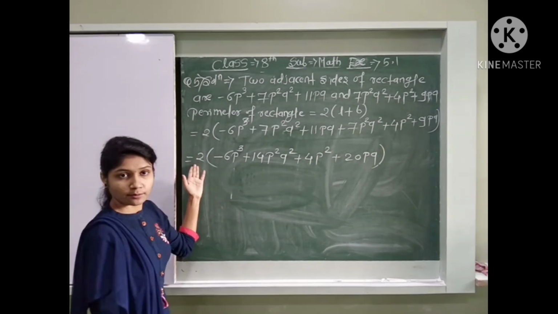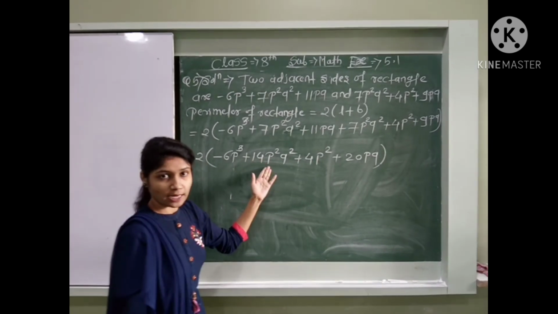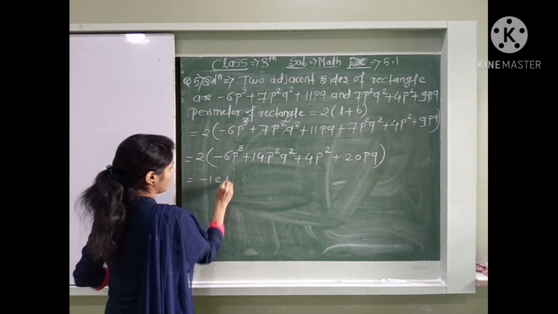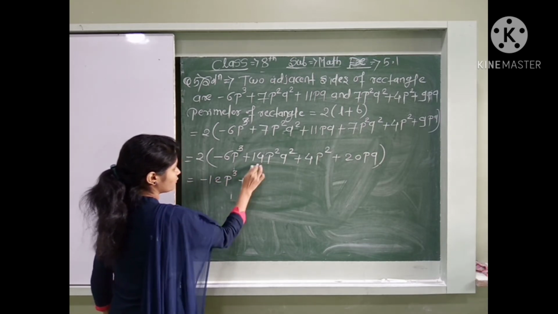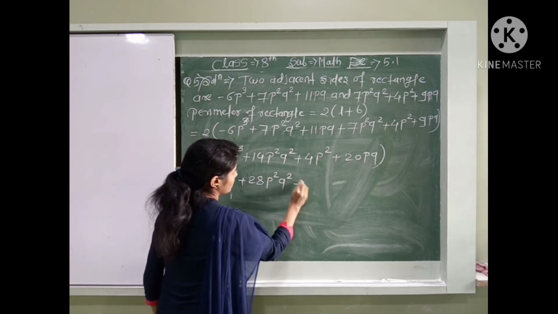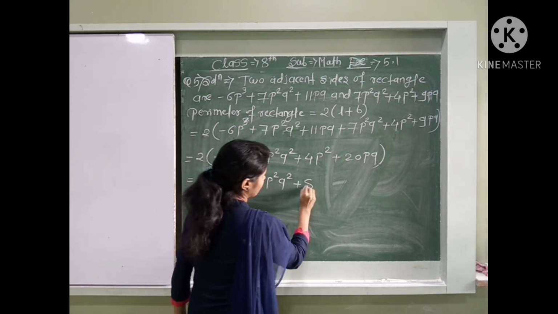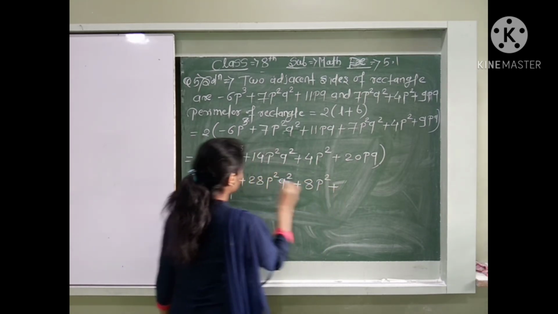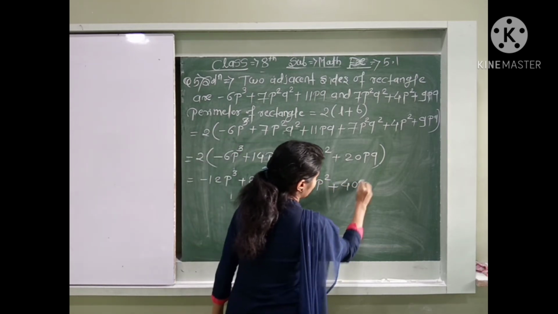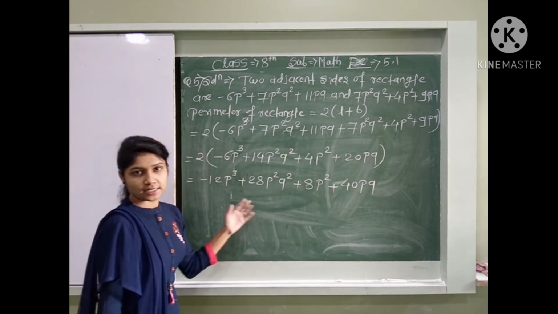Now multiply this expression by 2. So 2 multiplied by minus 6 is minus 12p cube, plus 2 sevens are 14, so 28p square q square, plus 2 fours are 8p square, plus 2 twenties are 40p cube. This is the answer.